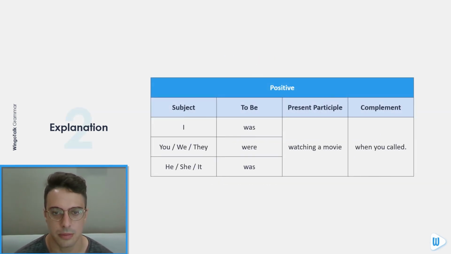Positive: subject, to be, present participle, complement. I was watching a movie when you called. You, we, they were watching a movie when you called. He, she, it was watching a movie when you called.